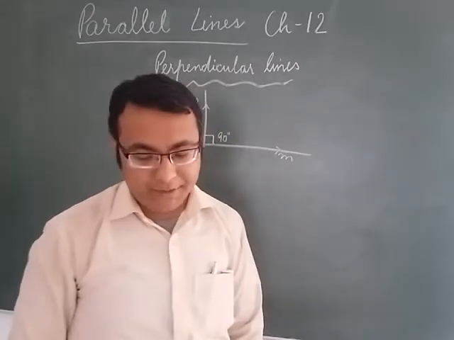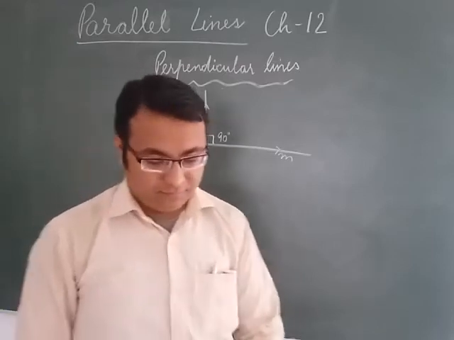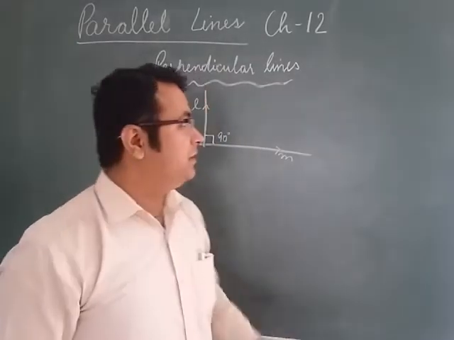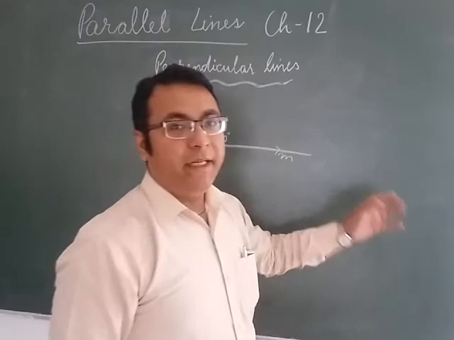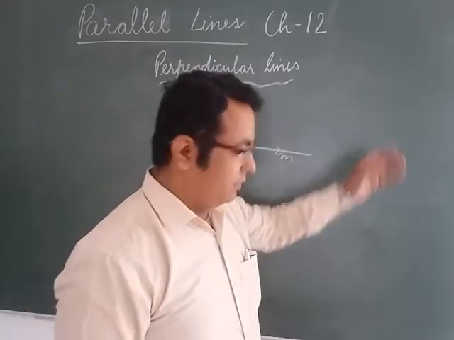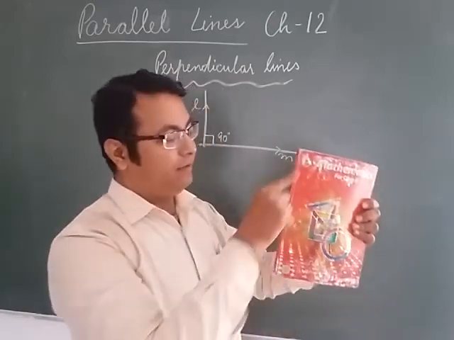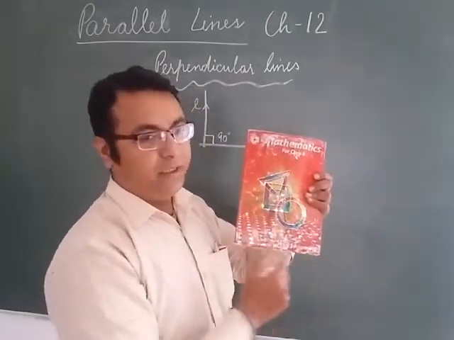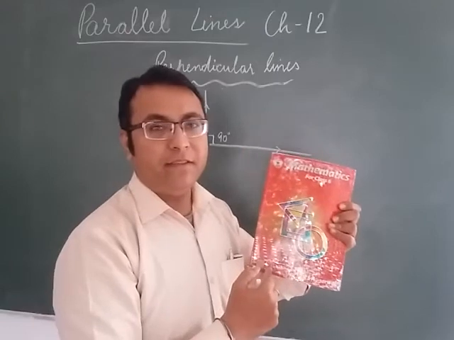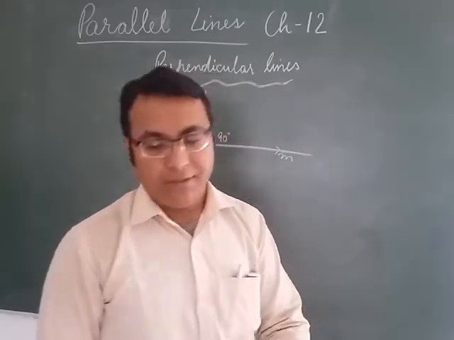An example of perpendicular lines will be this board, adjacent sides of the board. For this book, the perpendicular lines will be this vertical line and this horizontal line. The angle between both these lines is 90 degree.